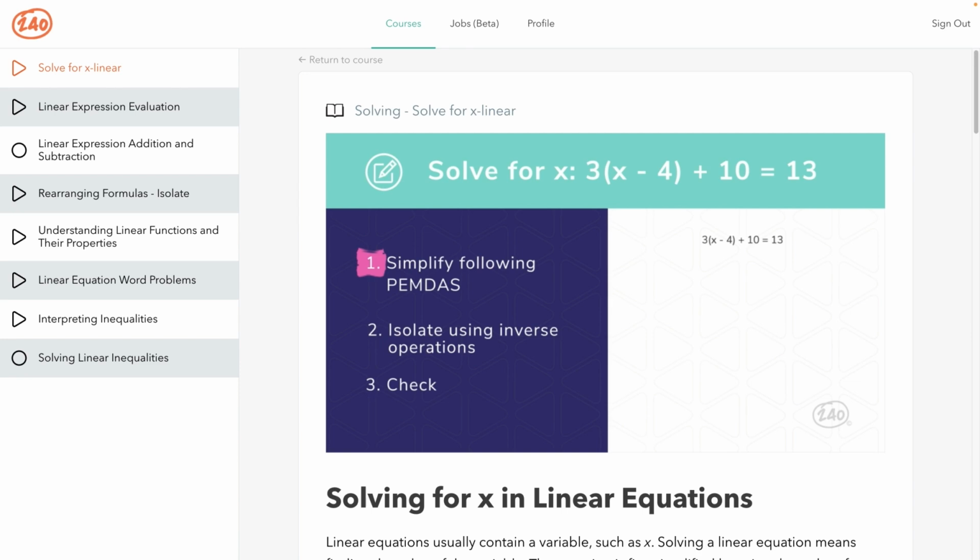Instead, multiply by applying the distributive property. Now we combine like terms, the -12 and the +10 to get -2. Now isolate x. First, add 2 to both sides. Then divide both sides by 3. This leaves us with x equals 5.